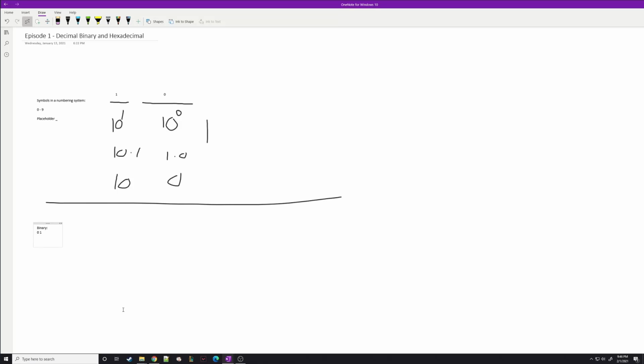And the reason why is that binary is actually just electrical pulses going through your PC or any device that you have. So if there is a current, it's a 1. If there's not a current, it's a 0. And that's why binary can only have an on or off position. So with our symbols identified now, let's talk about placeholders.